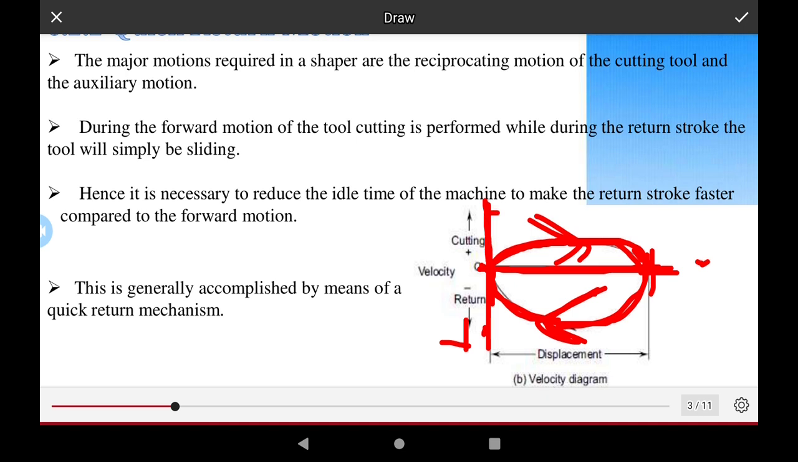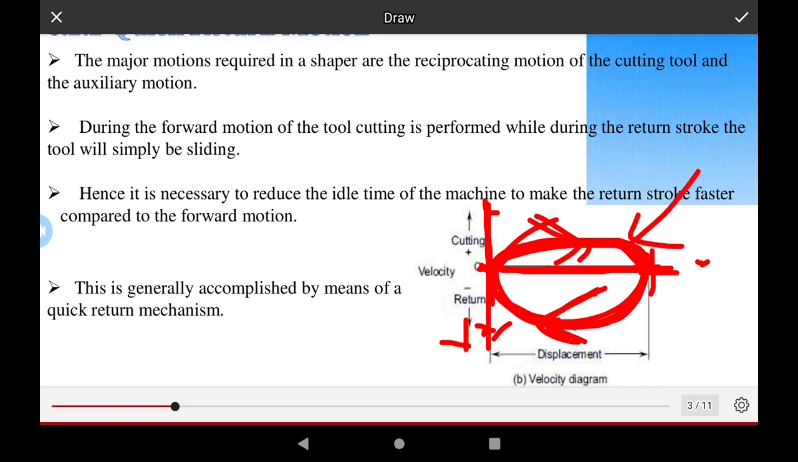This is the cutting of the metal on this side, and this side does not cut the metal. This is the return motion. Okay, this is the cutting. The major motion required by the shaper is reciprocating motion. This is the reciprocating motion. Okay, this is the circular, cyclic motion of the cutting tool, and the auxiliary motion. This is known as the auxiliary motion.